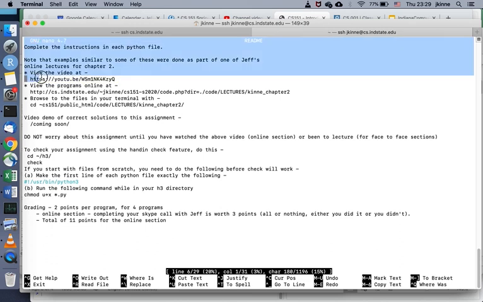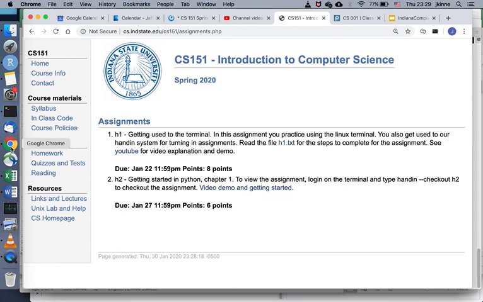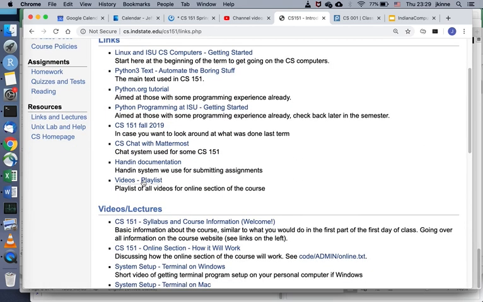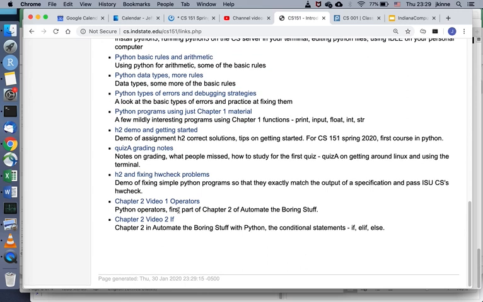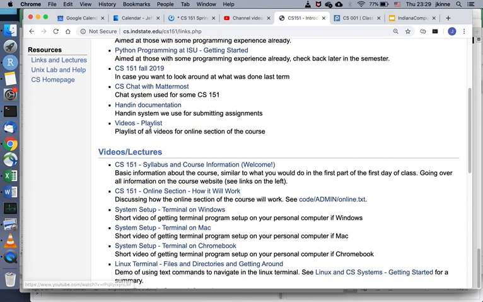This one in particular is related to the second video. If we go over to links and lectures, there's a playlist. We can see where things are in the playlist. Chapter 2, there's one that's operators and one that's if, and the assignment is related to the second video. You should watch them both, but this is the one that you'll probably be checking multiple times. Those are also in the playlist.